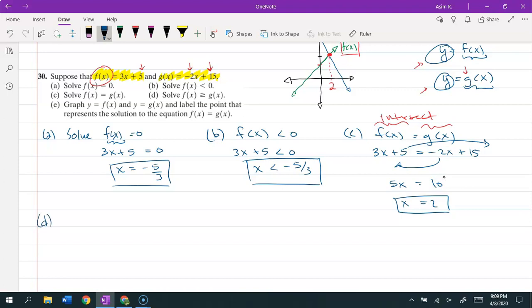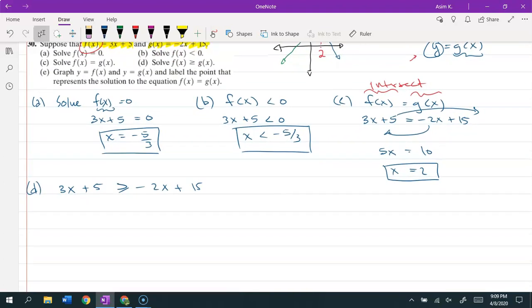All right, letter D says solve f of x is greater than or equal to g of x. So here it is. 3x plus 5 is greater than or equal to negative 2x plus 15. And when we try to solve this, this becomes 5x is greater than or equal to 10, and therefore x is greater than or equal to 2.